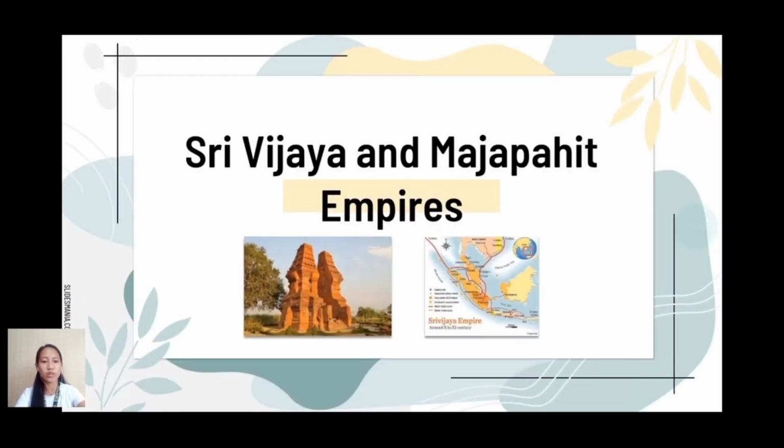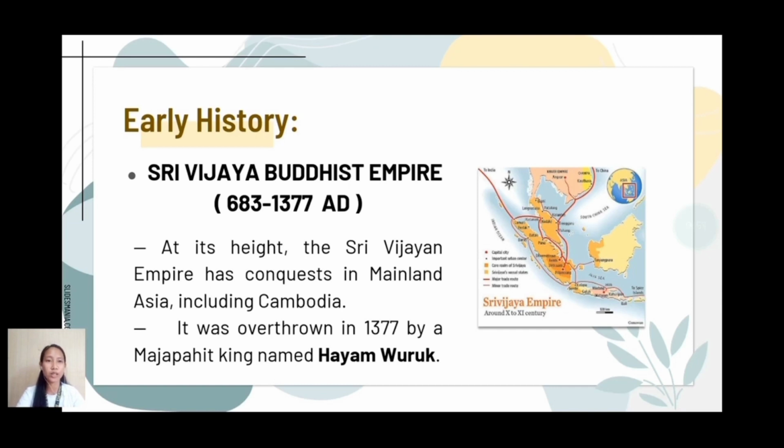Now we proceed to the Sri Vijaya and Majapahit Empire. Apart from many other kingdoms in the archipelago, two successive early Malayan empires left their mark on the islands. The first was the Sri Vijaya Buddhist Empire, from the year 683 to 1377 AD. At its height, the Srivijayan Empire had conquests in mainland Asia, including Cambodia.